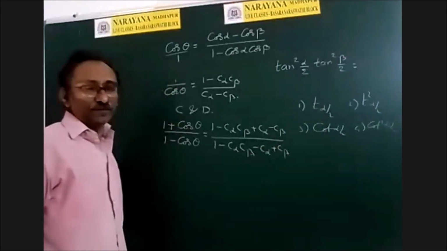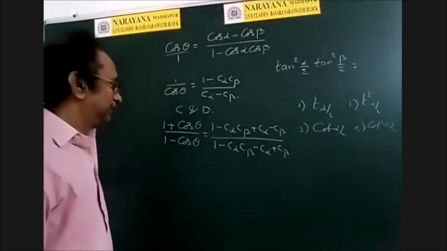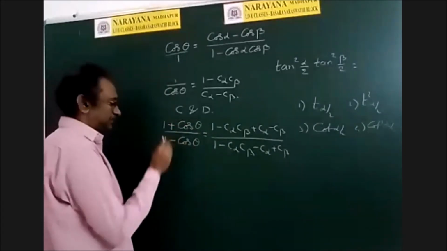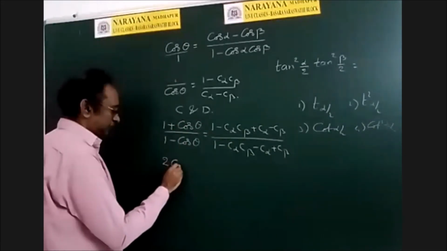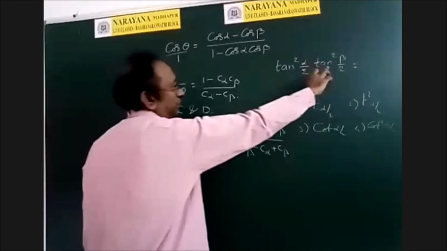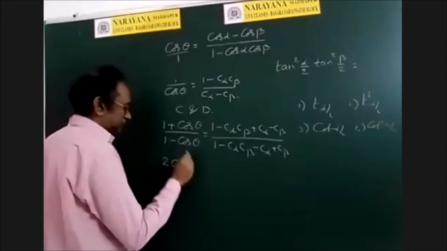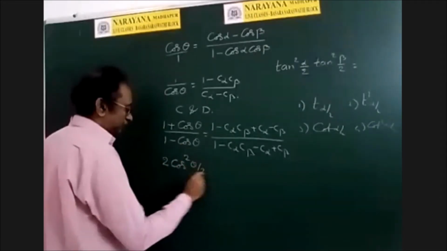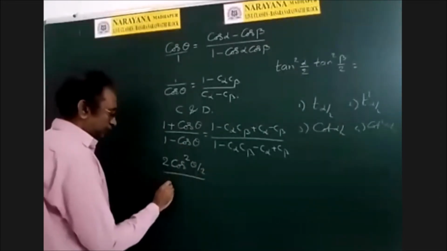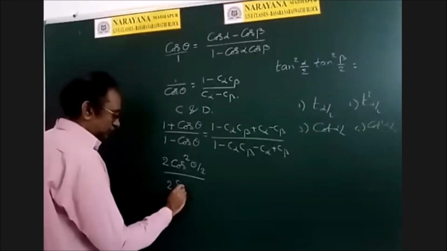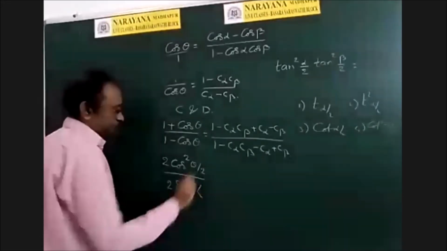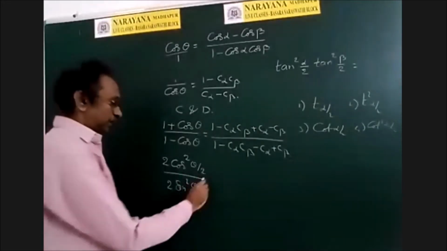So just applied componendo and dividendo. So what is this 1 plus cos theta? This is because it is asked in submultiple angles. We are using again the formula that this is 2 cos square theta by 2 and this one is 2 sin square theta by 2. Isn't it?